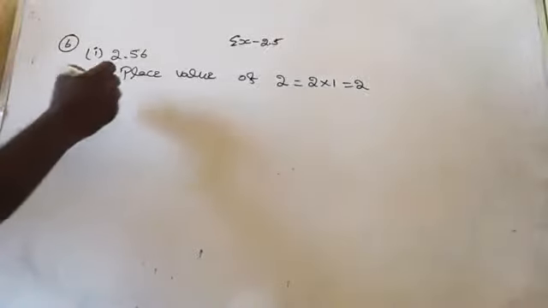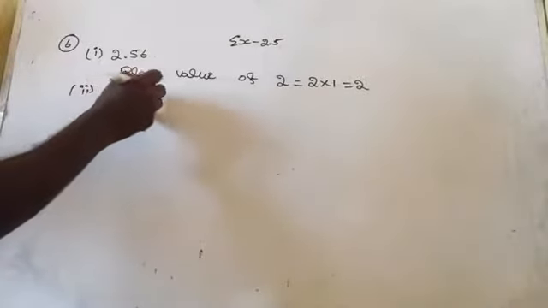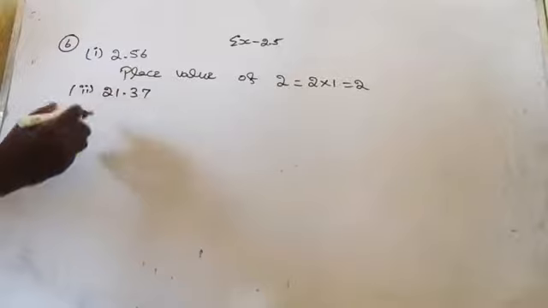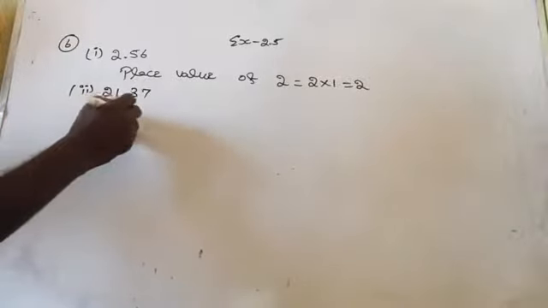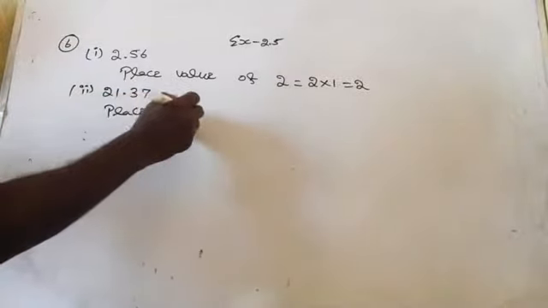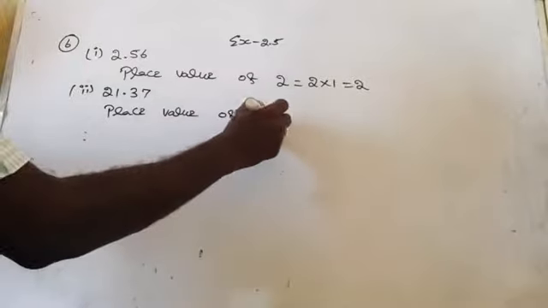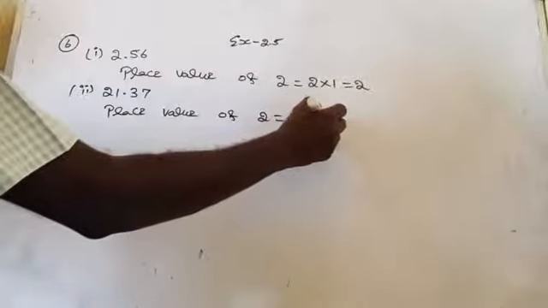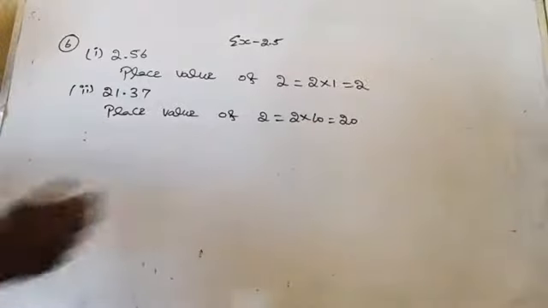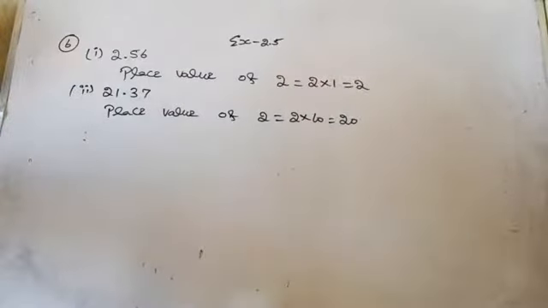Look at the second part of question number 6: 21.37. The 2 is in the tens place. So the place value of 2 is 2 into 10, which is equal to 20 here.